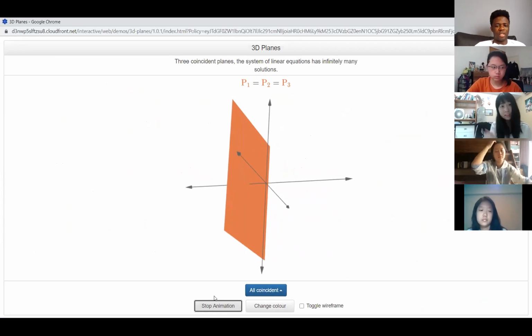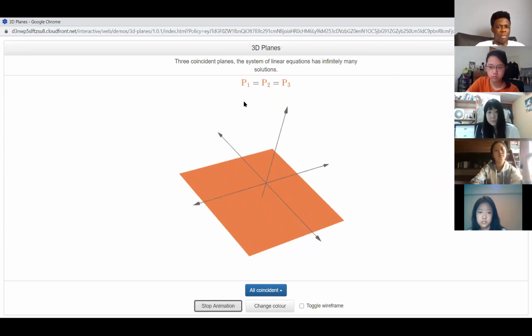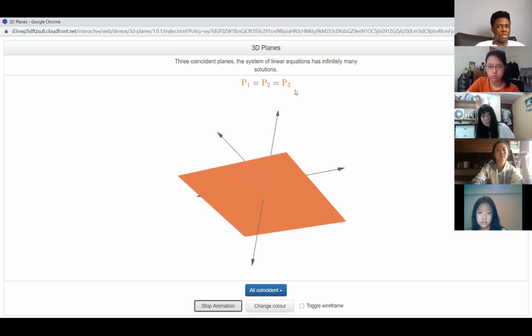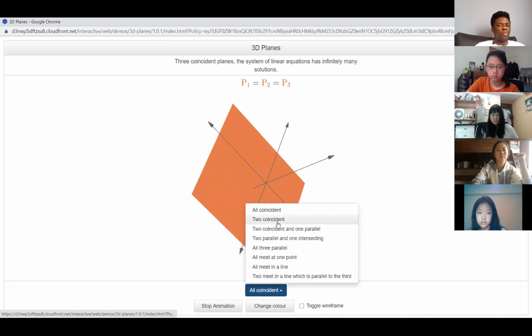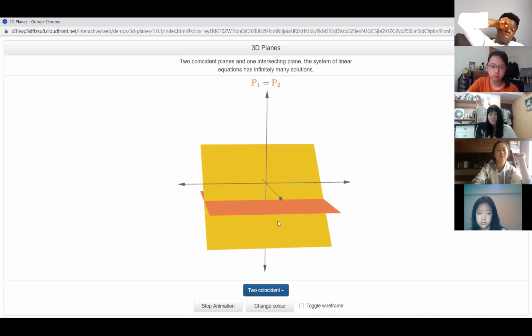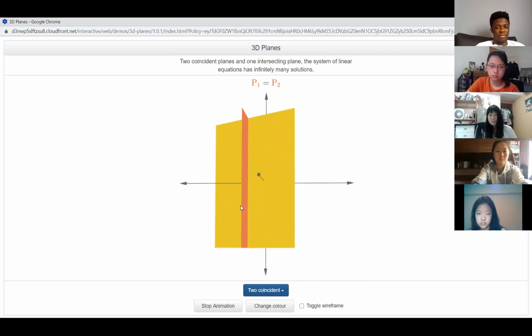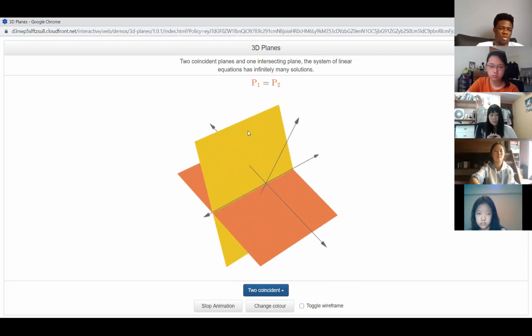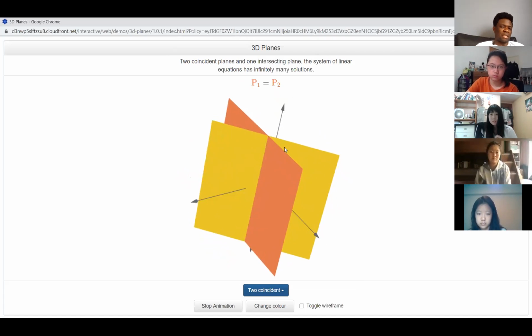So in this case, three planes are together as one, so they are all coincident. That is the meaning of P1 equals P2 equals P3. Does that make sense? This is for two planes. If two planes are coincident and the other one is not, of course, the other one is intersecting, definitely.